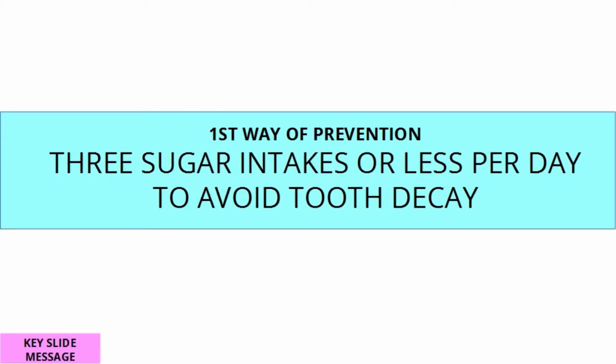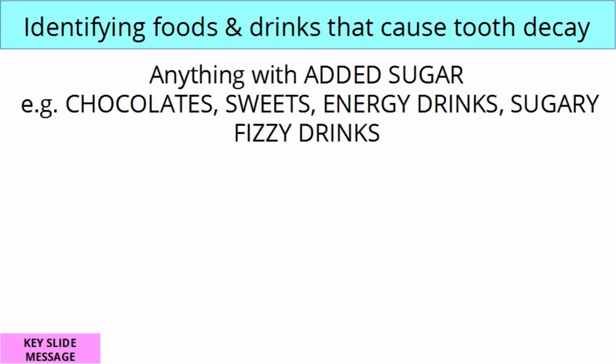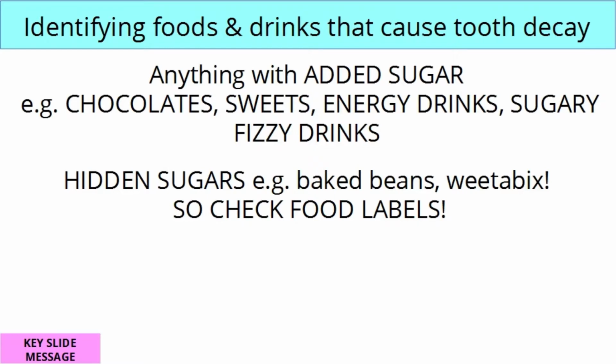First way of prevention: 3 sugar intakes or less per day. Identifying food and drinks that cause tooth decay. Anything with added sugar, for example chocolates, sweets, energy drinks, sugary fizzy drinks. Hidden sugars are foods you consume with no obvious sugar.